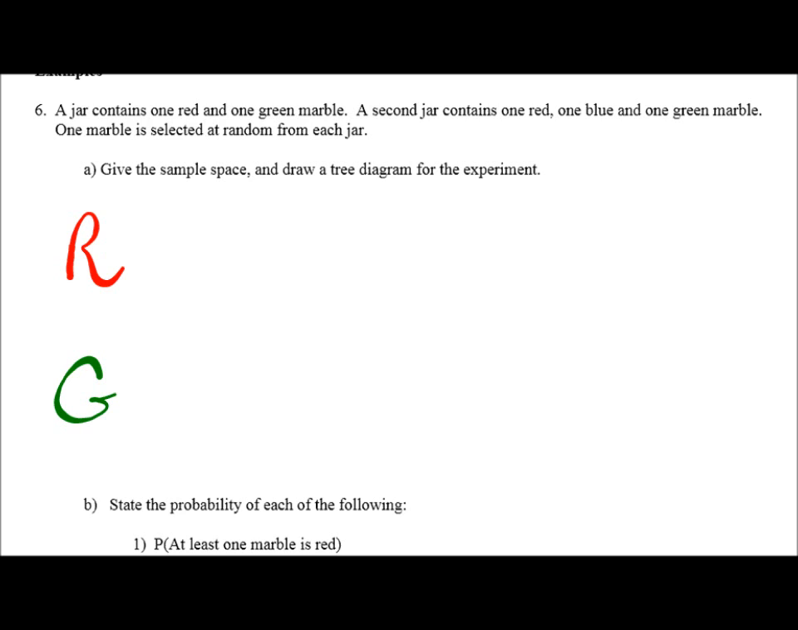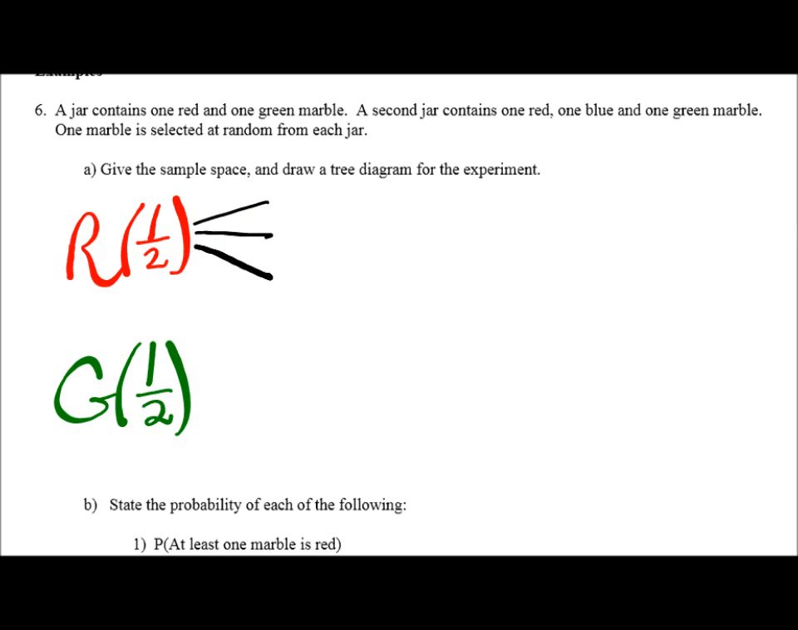In the first jar, I could pull out a red marble, and the probability of getting a red marble is 1/2. I could reach into the first jar and pull out a green marble, and the probability of a green marble is 1/2, because one of the marbles is red, one of them is green. Now I'm going to reach into the second jar, and in the second jar I have a red, a blue, and a green marble. And so 3 possible things can happen. I can reach in and pull out a red. I can reach in and pull out a blue. I could reach in and pull out a green.